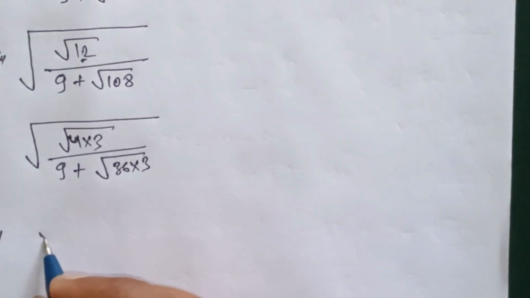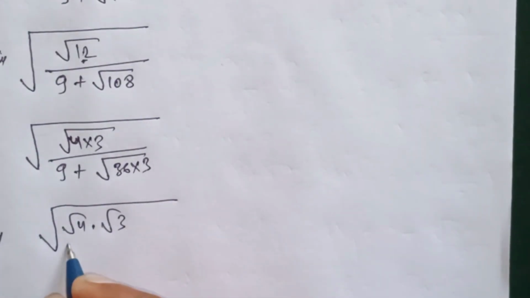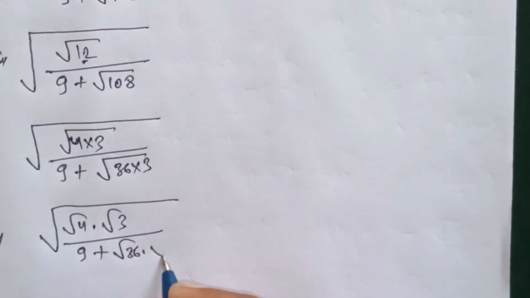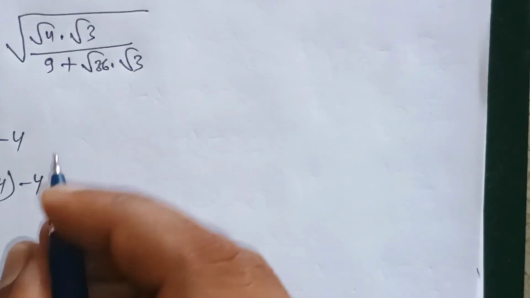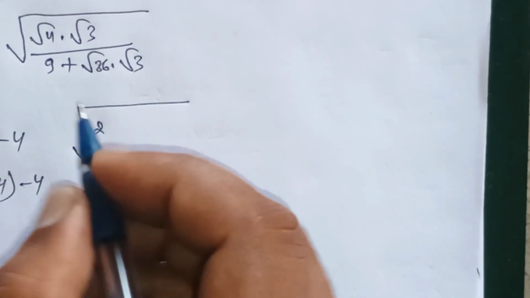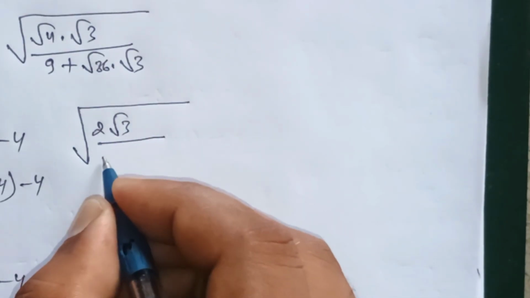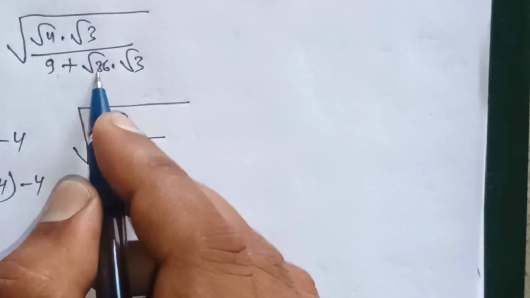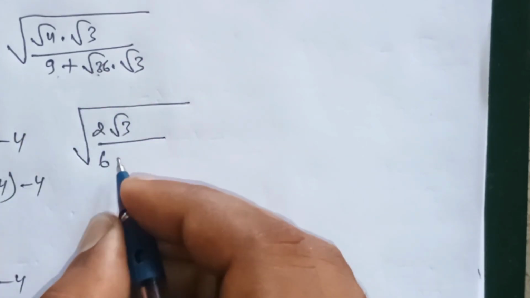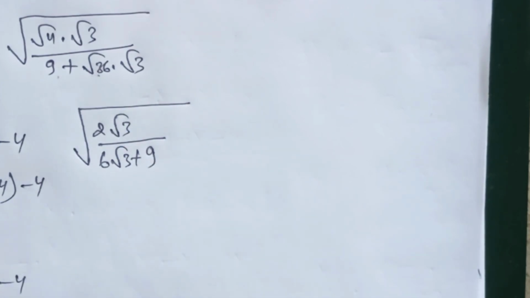After that, root under, separated: root 4 into root 3 divided by 9 plus root 36 into root 3. Root under 2 into root 3 divided by 6 into root 3 plus 9, since root 4 value is 2 and root 36 value is 6.